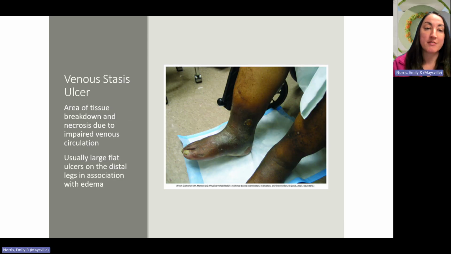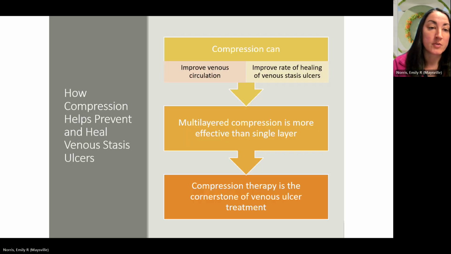This is an example of a venous stasis ulcer. So it's an area of tissue breakdown and necrosis, which is dead tissue due to impaired venous circulation. Usually it's a large flat ulcer. It's on the distal portion of the legs more so than anywhere else. And it's typically associated with edema. So there's swelling in the area that is just pooling in the area and breaking down the tissue and causing sores.